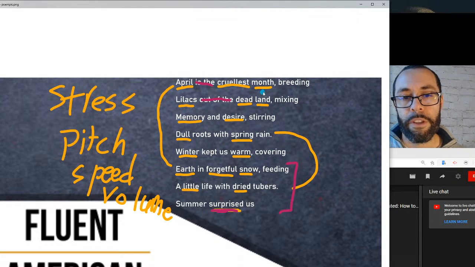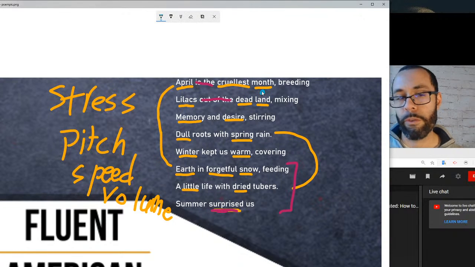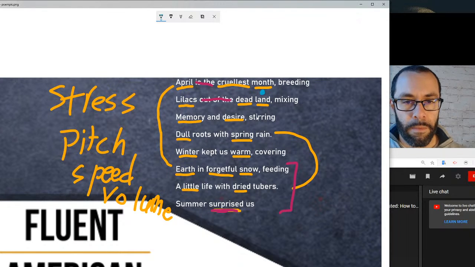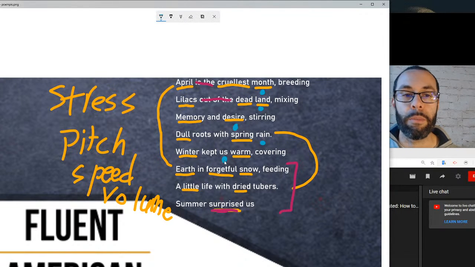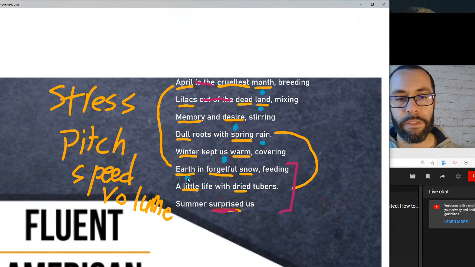So let's say, for instance, for each line, we're only going to stress one word. In the first line, we stress month, land, desire, rain. Let's say just for fun, we want to stress us. We really want to emphasize that it was us, me and another person. Okay, earth and forgetful snow. Let's say I want to stress earth. Let's say I want to stress tubers. And then lastly, again, let's say I want to stress us.